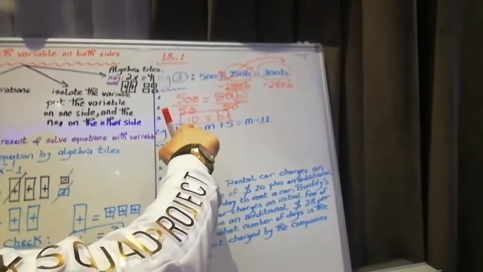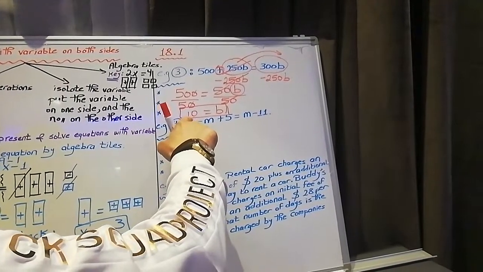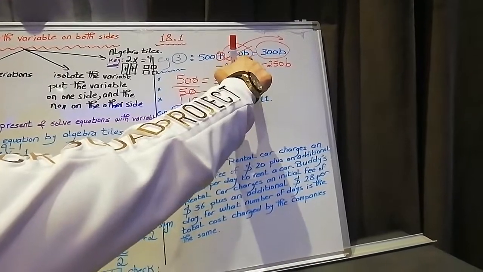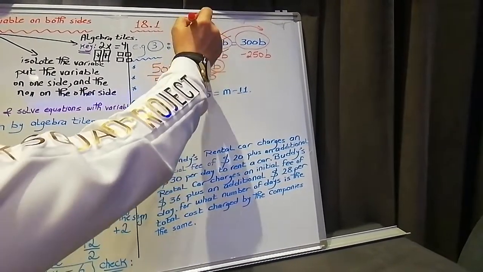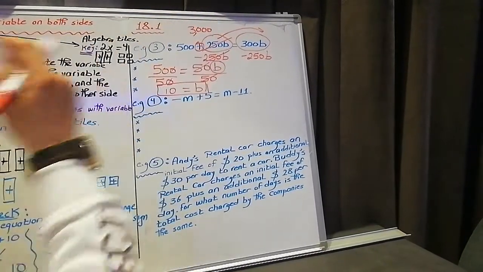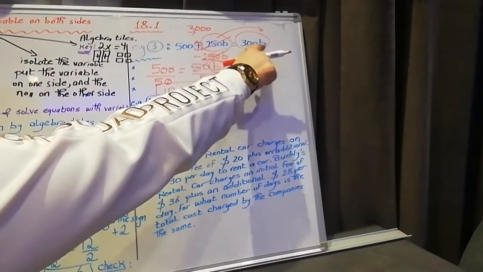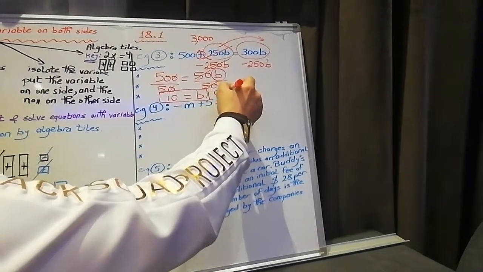Let's check here, guys, if the value of the variable is right. So we can substitute in the main equation. 250 times 10 is 2500, plus 500 is 3000. So we have 3000 on the first side. Let's check the second side. If we substitute 10 instead of b, 300 times 10 is 3000. So it is, guys, checked.